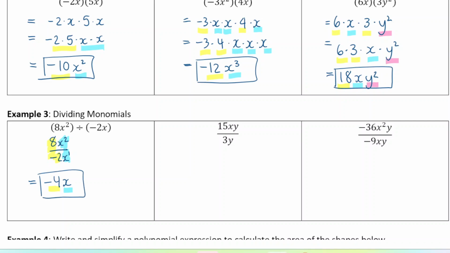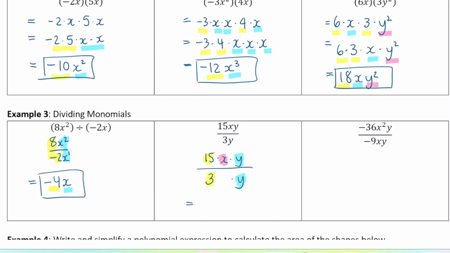Let's do this one. I'm going to write it out just really separated, 3 times y. So here I have 15 divided by 3. That's going to give me 5. Then I have an x term in the numerator that I don't have in the denominator. And then in the numerator and denominator I have y.